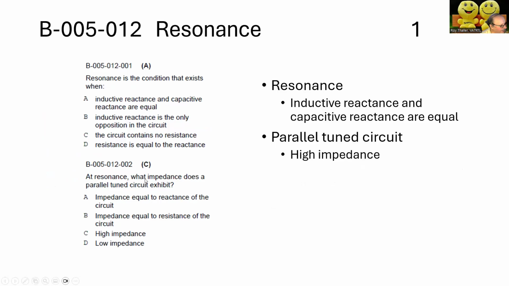At resonance, what impedance does a parallel tuned circuit exhibit? So they're talking about impedance here. So it's either high or low. So the correct answer is C, high impedance.